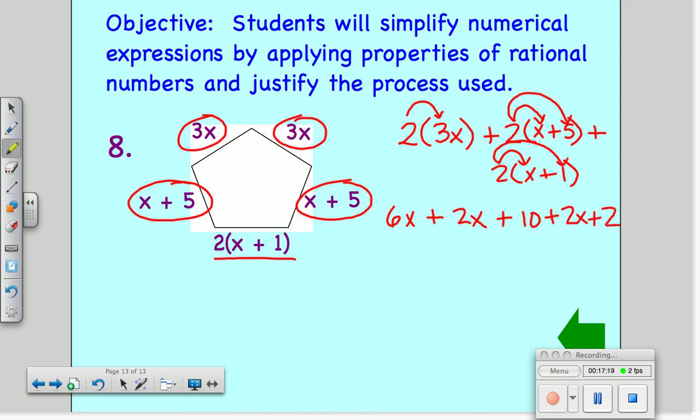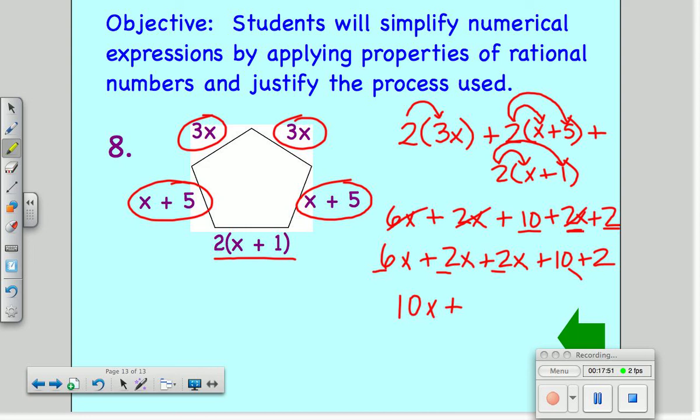Now I'm going to use the commutative property to change the order of these so that all of my variable terms are together. In other words, I want all of my x's together. So here I have 6x, I have 2x, and over here I have another 2x. So we're going to switch the order and put that down. Now I'm done with all my x's. I have 10 and 2 left. So 10 and 2 come at the end here. And now I can combine my like terms. So I have 6 and 2 and 2, which is 10x, plus 10 and 2, 12.